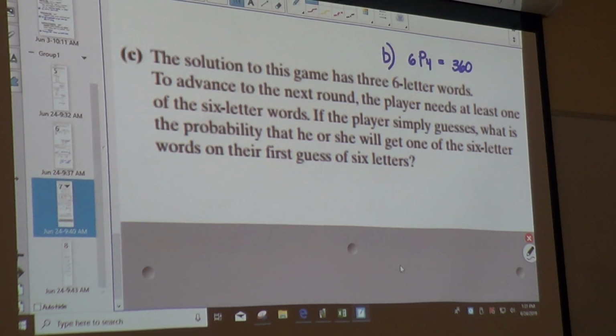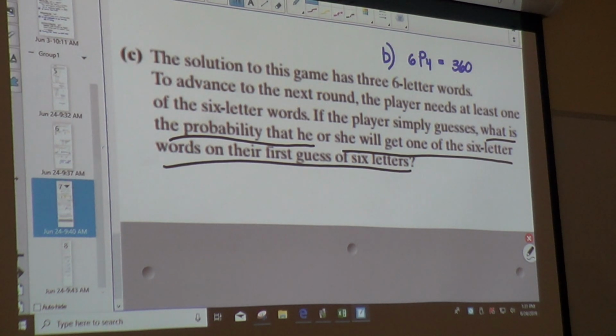All right, our question is, what is the probability that he or she will get 1 of the 6-letter words on their first guess of the 6 letters? So probability means what makes me happy over total. So our total is going to be 6-letter words, and she gets all 6 correct.